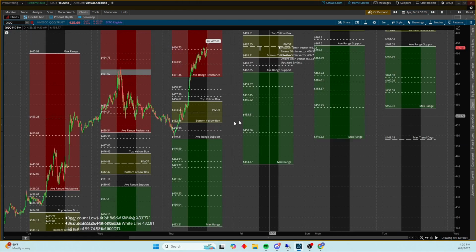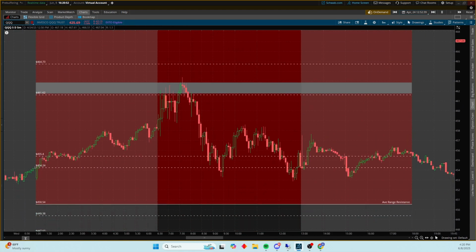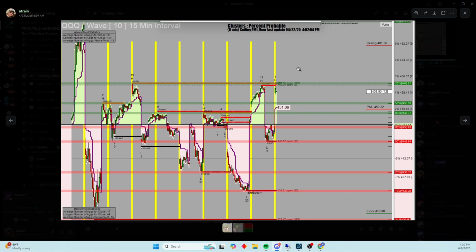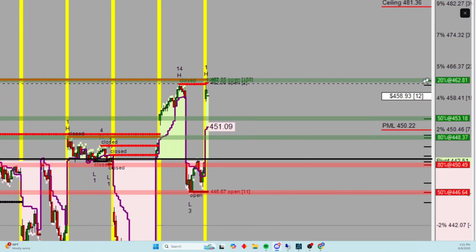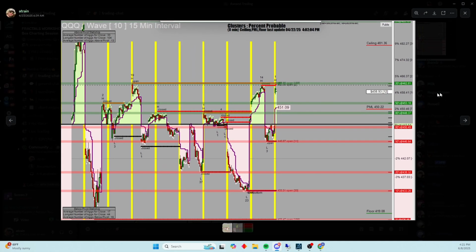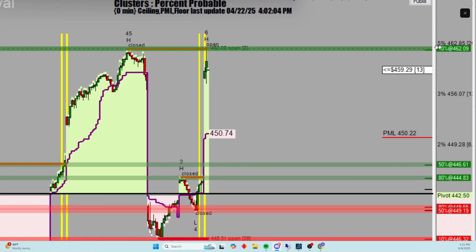And then on April 23rd, this was a nice one. Right off of market open, you had the 10-way 15-minute. You had these two open states stacked up here at about 462.81. And then the 20-way 5-minute, same thing, right off of open. We were up at the 10% odds. You had the open state at about 462.09.